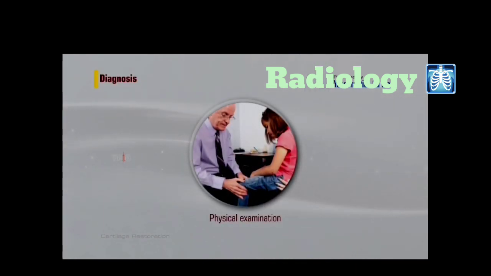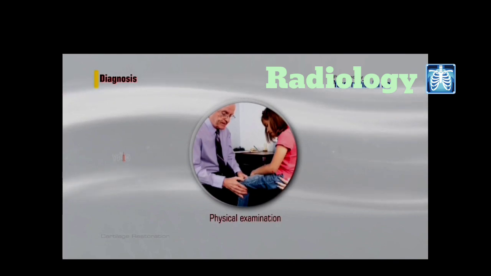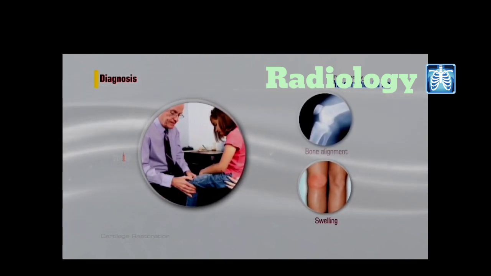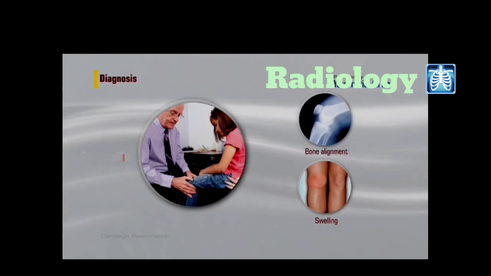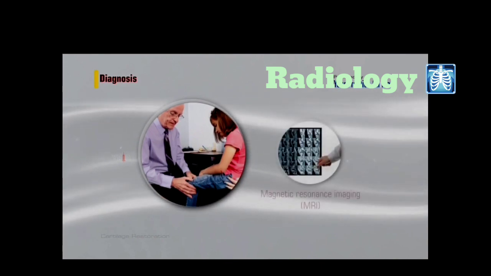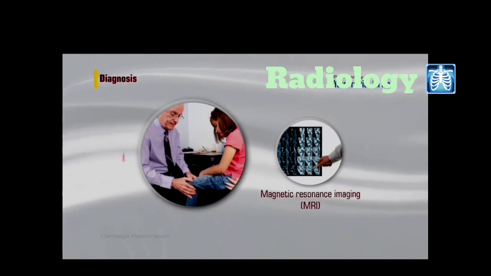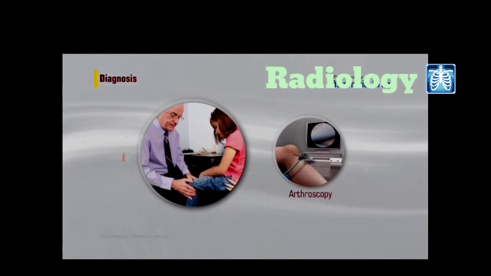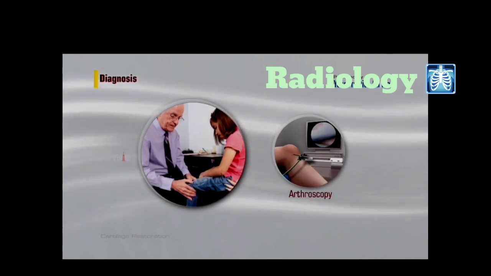Diagnosis: your surgeon will perform a physical examination to look for altered range of motion, swelling, and bone alignment. Often, an evaluation with magnetic resonance imaging, MRI, or arthroscopy will be needed as cartilage is not calcified and does not show up in X-rays.